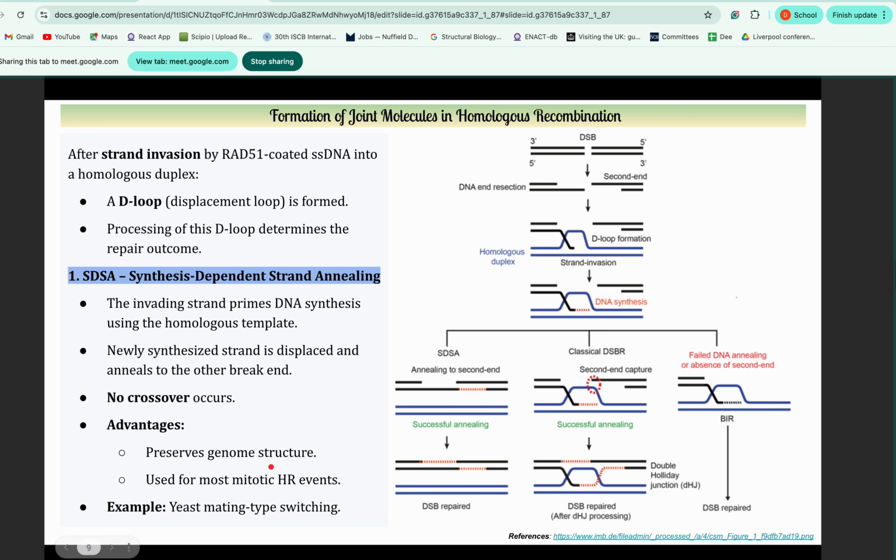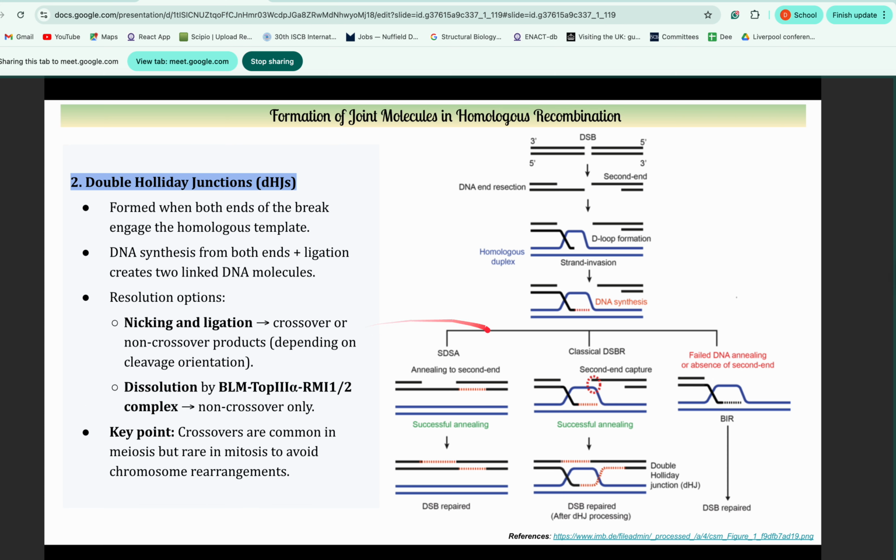The advantage is that it preserves the genome structure, and it is used for most mitotic homologous recombination events. One example is yeast mating type switching. So whenever yeast mates, they also perform this type of sharing of genetic material. Now the second is classical DSBR, which is the double Holliday junction, which is most commonly observed. This is formed when both the ends of the break engage the homologous template. So in this case both the ends are engaged.